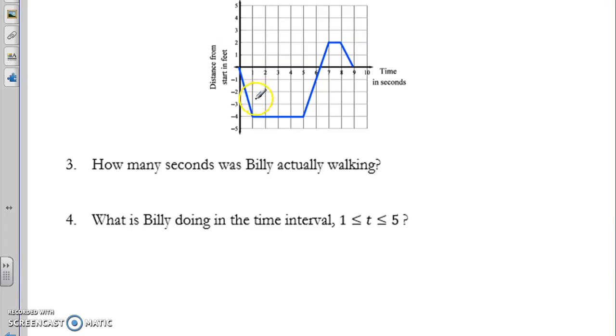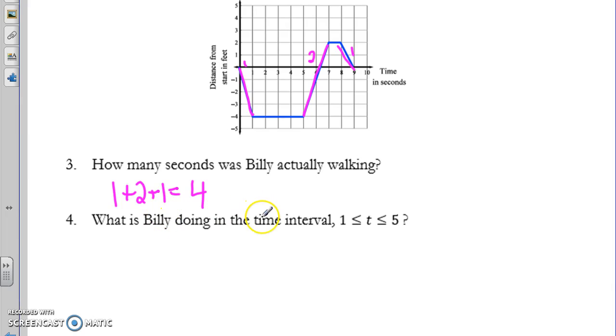Okay. How many seconds was Billy actually walking? He was walking here, which took him 1 second. He was walking here, which took him 2 seconds. And he was walking here, which took him 1 second. So 1 plus 2 plus 1 is a total of 4 seconds. So you would say Billy actually walked for 4 seconds.